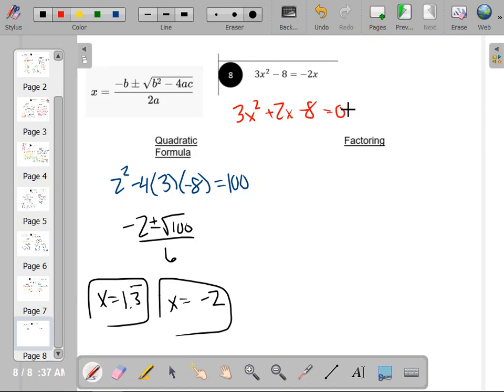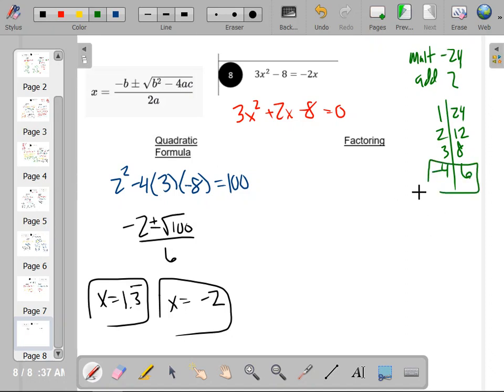Now let's do it by factoring. So we're going to multiply 3 and negative 8. We need to find numbers that multiply to negative 24, and they have to add to the middle, which is 2. So 1 and 24, 2 and 12, 3 and 8, 4 and 6. Wait a minute, 4 and 6. There you go, negative 4, positive 6. So now my factoring would be 3x squared minus 4x plus 6x minus 8.